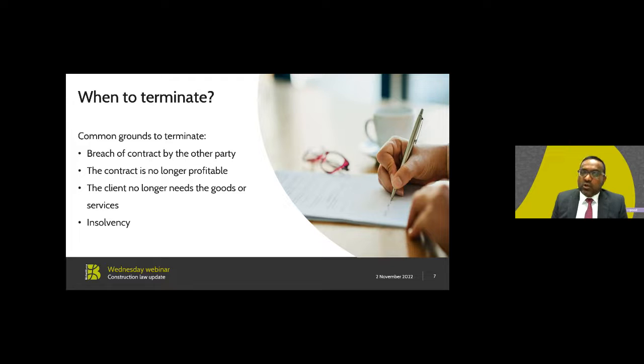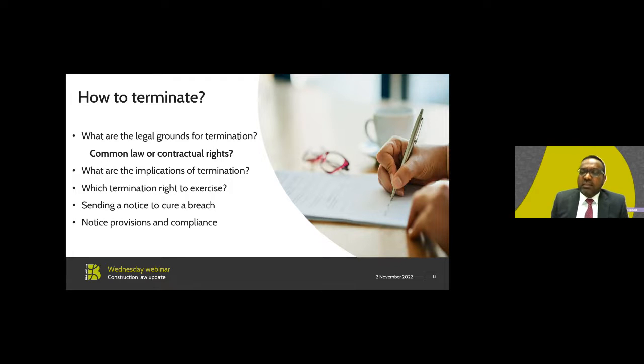For example, the cost of performance has become prohibitive, or the customer can get the same goods and services cheaper elsewhere, or the client no longer needs the goods and services. And the fourth one being insolvency, meaning the other party has gone into insolvency proceedings or is about to do so.